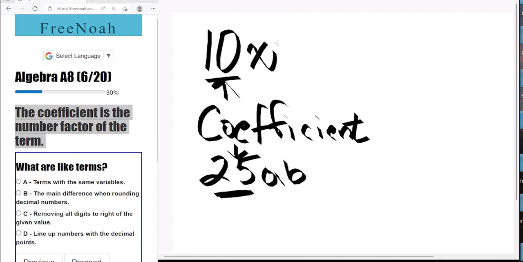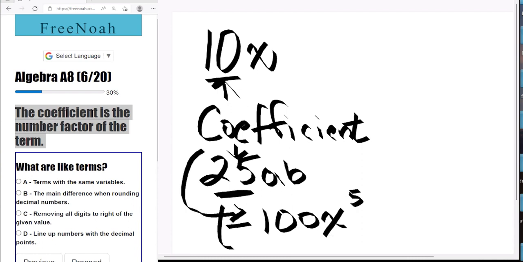All right, one last example here. We have a term here that says negative 100x to the 5th power. What is the coefficient? Well, the coefficient is this negative 100. That is the coefficient of negative 100x to the 5th power.